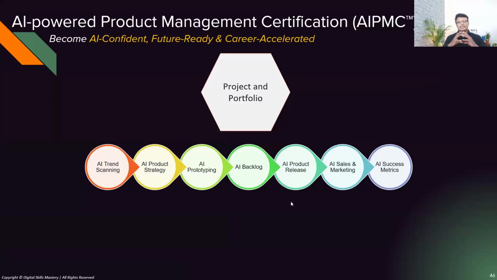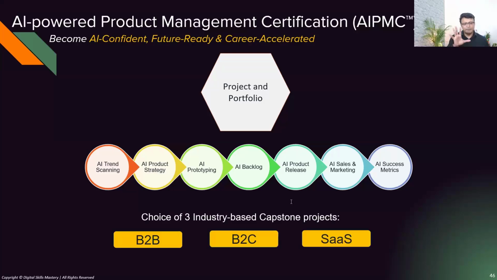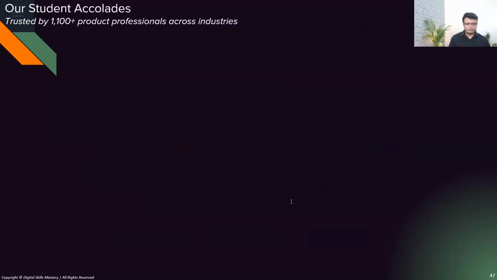You will learn a proven step-by-step life cycle from demand to delight, as I mentioned before, like AI trend scanning to AI success metrics, and you will walk away with real deliverables that prove your AI mastery. You will have a choice of three industry-based capstone projects to do. You can choose a B2B, B2C, or a SaaS project, something you can showcase as a portfolio of the AI-based project work, either to your existing employer or to your potential employer.